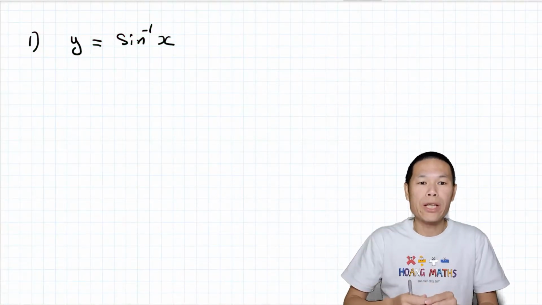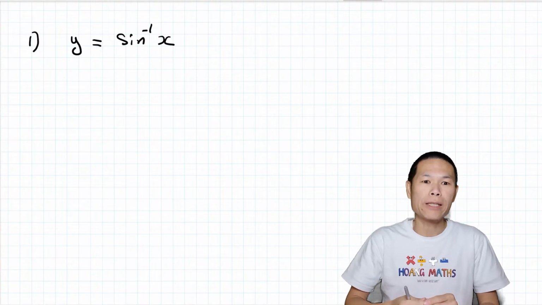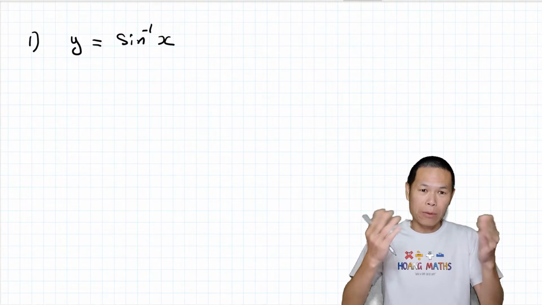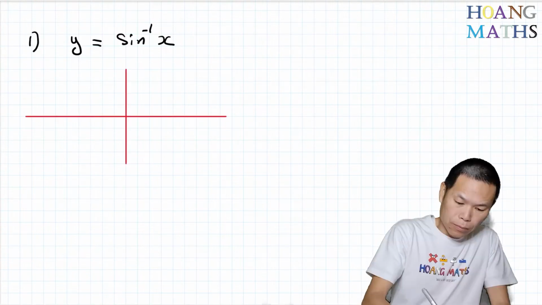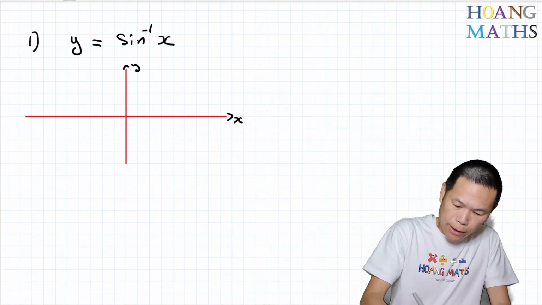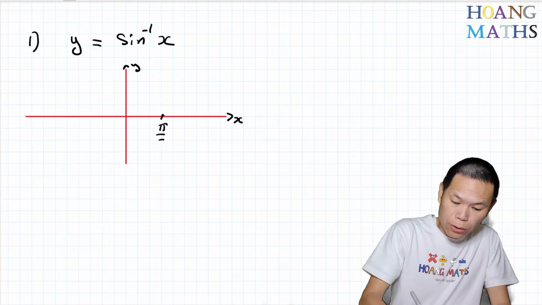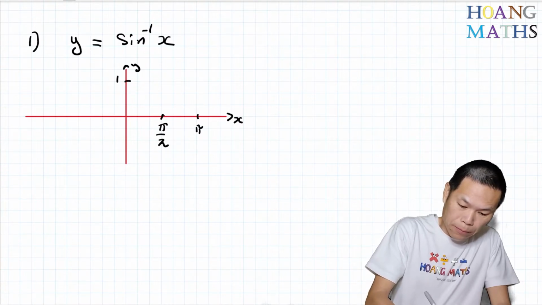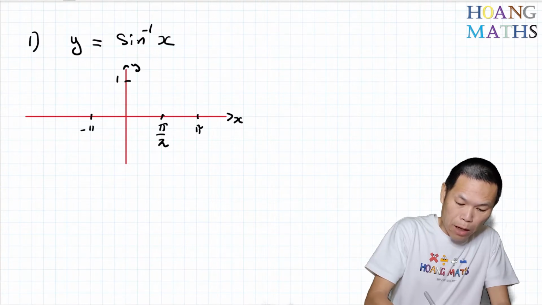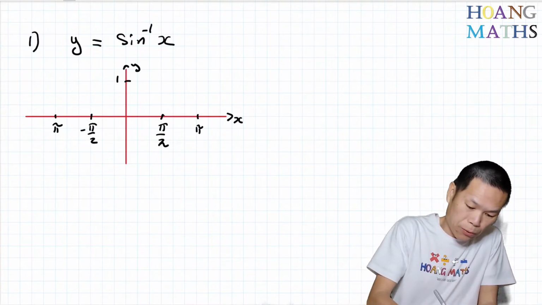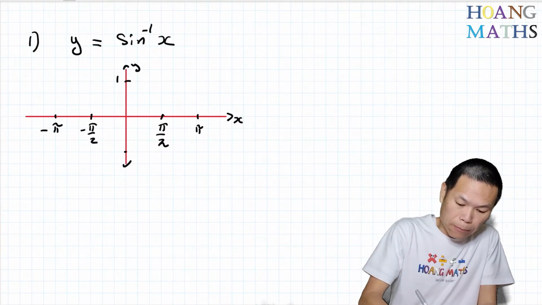First one, to sketch y is equal to sine inverse of x. So let me just graph y is equal to sine x first, so you understand a little bit better. So we have y and this is x, and this is pi over 2, this is pi, and then this is 1, this is negative pi over 2, this is negative pi. Let's just sketch from negative pi to pi. That will do for sine. And this is negative 1.